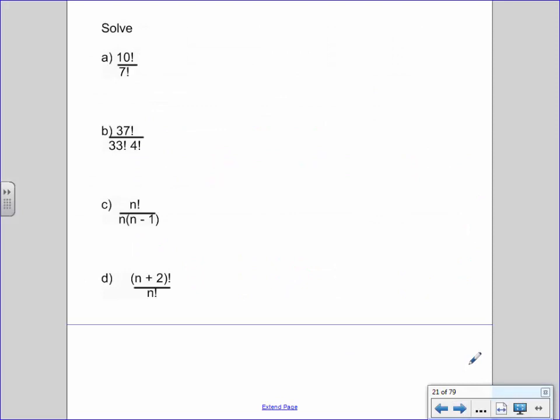If I were to ask you to solve for 10 factorial over 7 factorial, I don't actually want what the number is. That's not my point right now. It's equivalent to this: 10 times 9 times 8. Does that make sense? 10 factorial over 7 factorial is 10, 9, 8, because the 7, 6, 5, 4, 3, 2, 1 all canceled out.